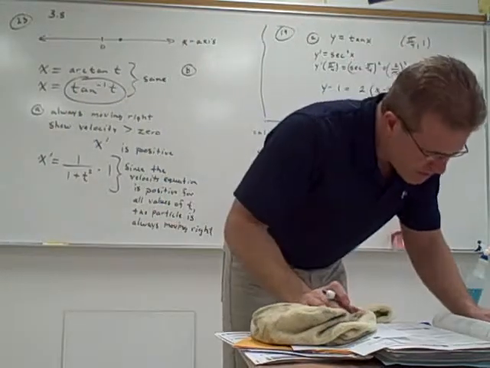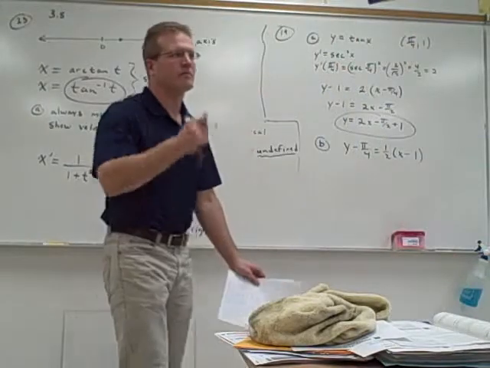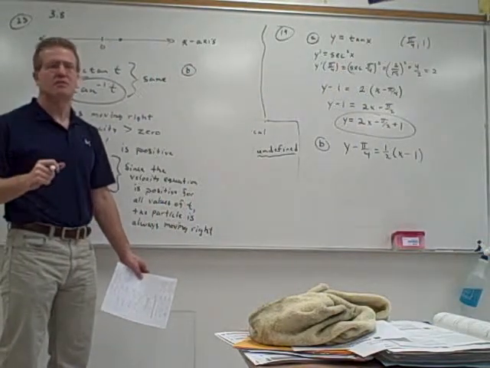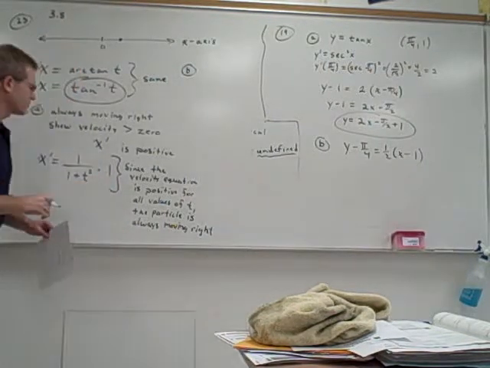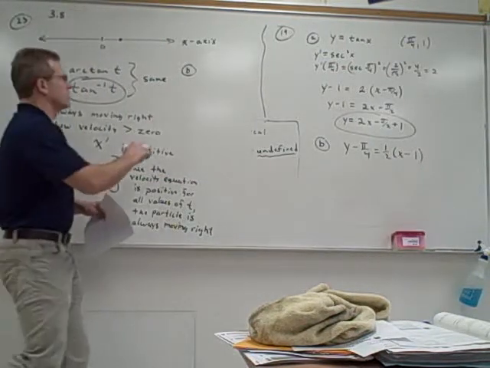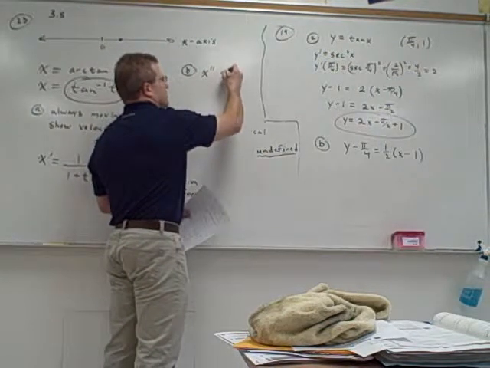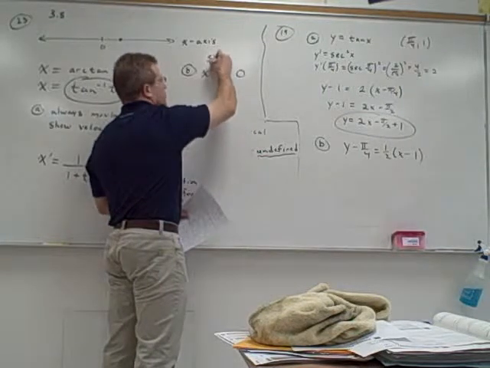B. Prove the particle is always decelerating. If it's decelerating, that means what? Slowing down. Okay. How do I find acceleration? All right, so you're going to have to do x double prime. If it's decelerating, you're going to have to show that x double prime is less than 0, to show that it's always decelerating.